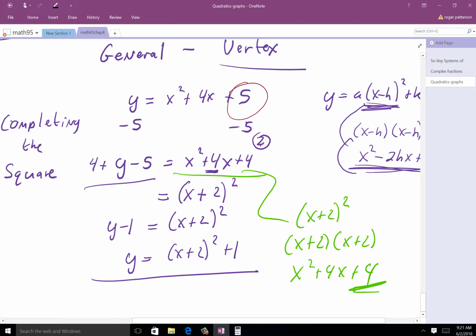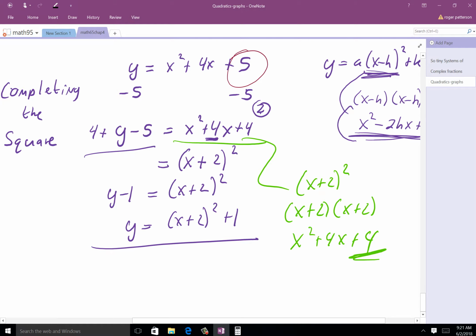Notice one of the things I mentioned: A is 1. The A's are always the same thing. It doesn't matter which form, A is always going to be the same. So now you can find the vertex, you can make a sketch, you can find the maximum or minimum depending upon what it is by changing it to vertex form. But you use a technique called completing the square.